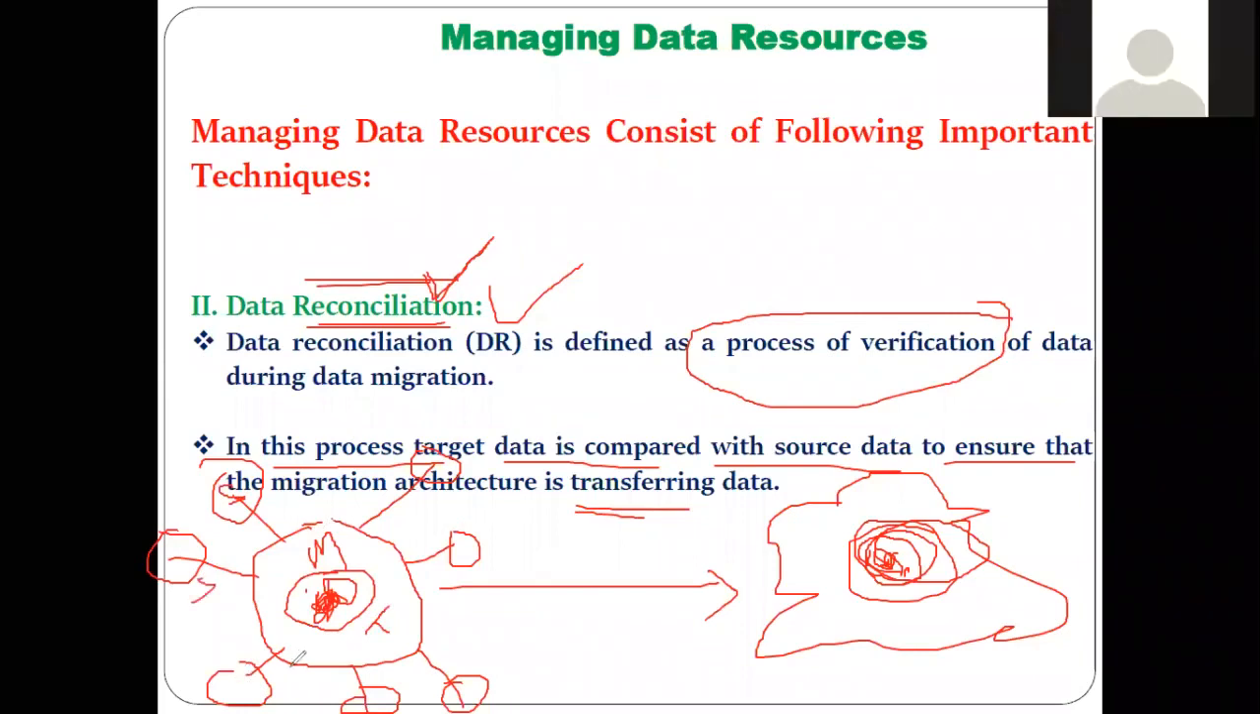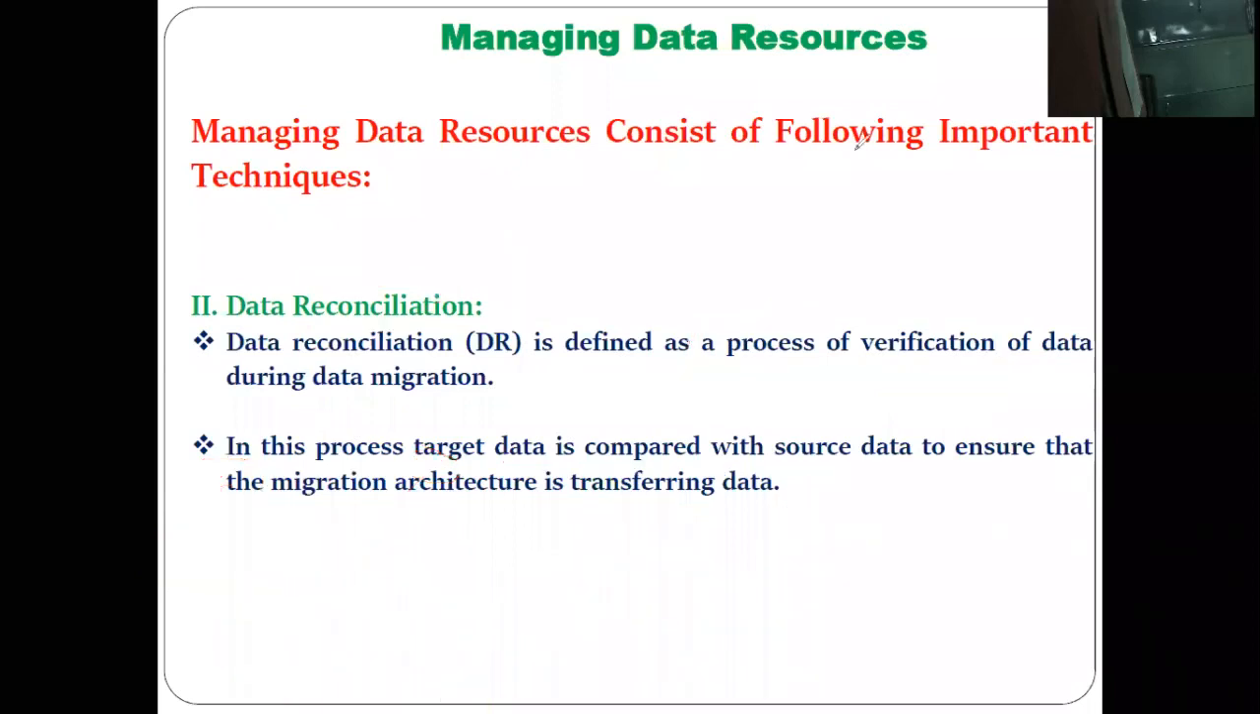Yes, sir. So here also there is a need for data reconciliation. I hope all of you have got the point. Reconciliation is nothing but the verification of data during the migration of data. Second technique understood?